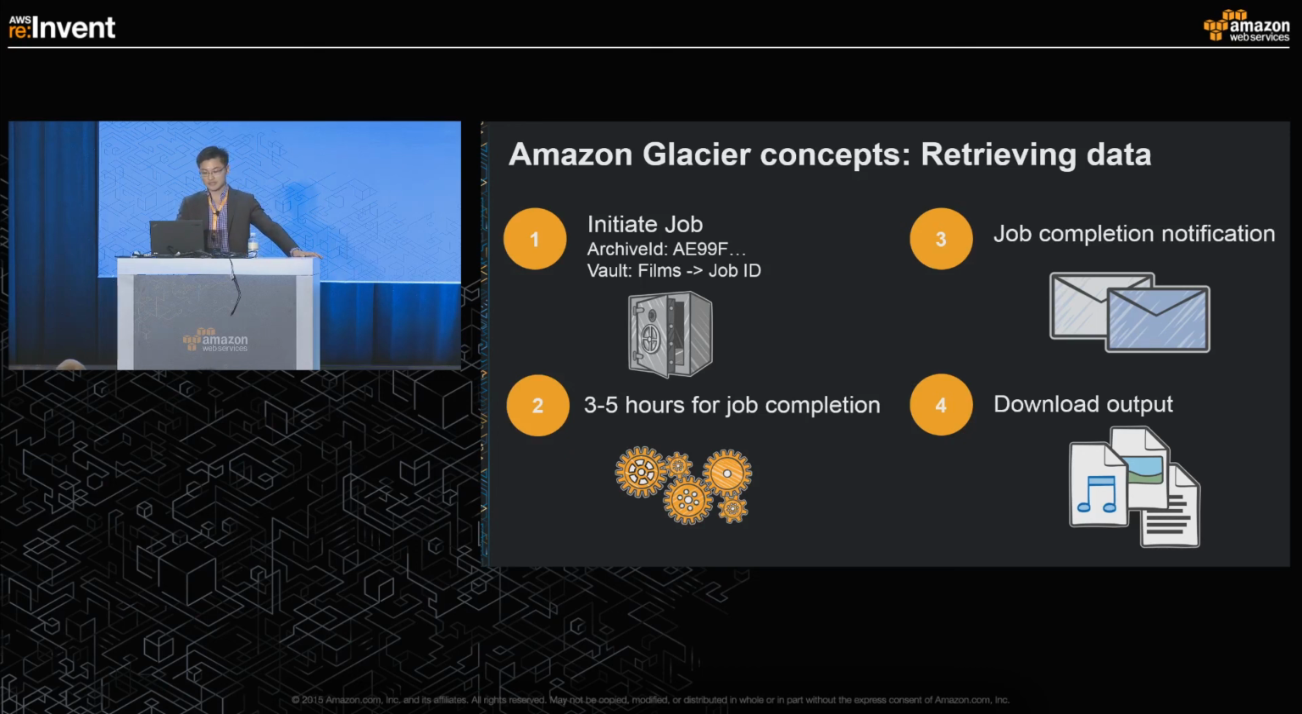When you retrieve data, you will start by initiating a job and tell us which archive you want to retrieve. Then you basically wait for 3 to 5 hours, and there's a way to configure notification so that once this retrieval is ready, as in you can download your archive, you get a notification, and then you can pull that down.